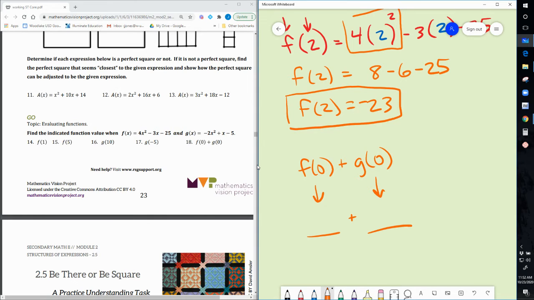Okay, f of 0 means you're going to plug in 0 for x, and g of 0, 0 for x in the g equation, right? There's actually something special about that, and if you know about standard form quadratics, you should actually be able to get the answer in a couple minutes.